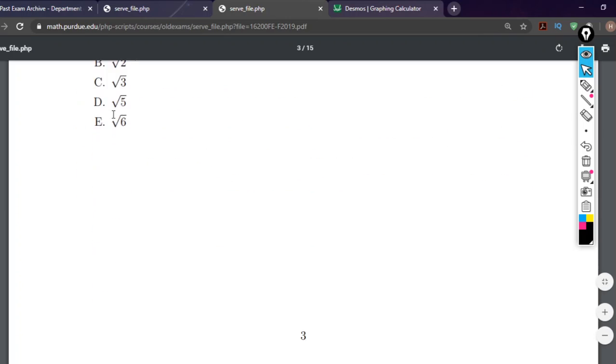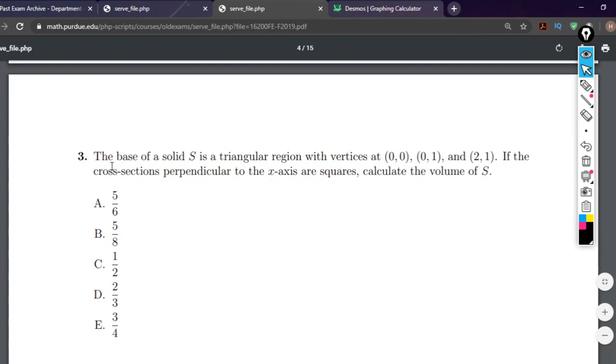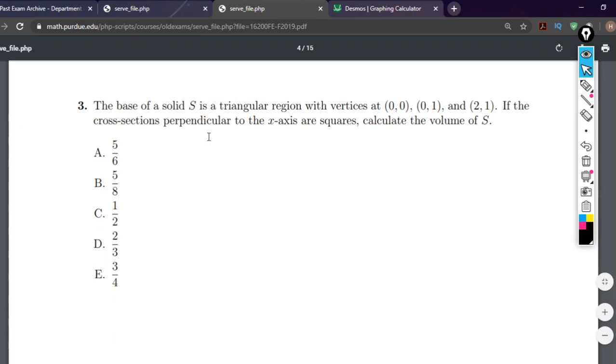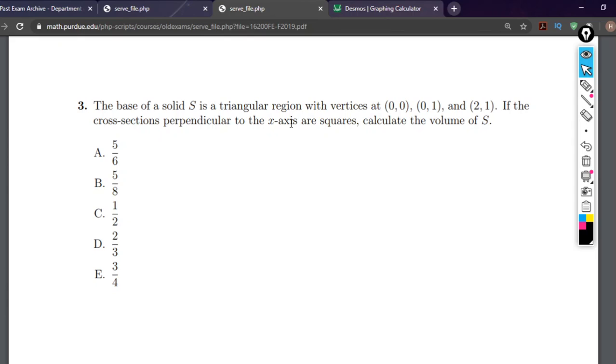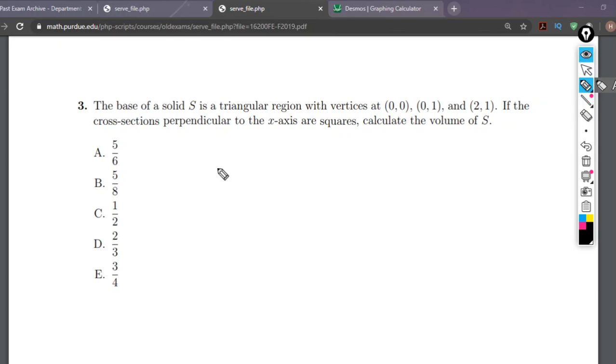And let's move on to question 3. So question 3, we're given a triangle region in the graph, and we're trying to form squares out of the cross section here and calculate the volume of that solid. So first, always draw the XY plane. Make sure you know what's going on.